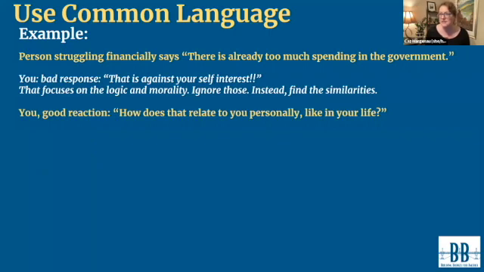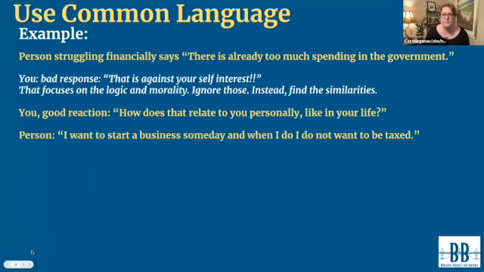So right now there's already too much spending in the government. You know nothing about that person. There's nothing personal there. You have no idea what drives them. So let's find out. Let's ask them. If somebody says something where it is a policy stance or something like that, get it personal. Ask them to make it personal. So say, hey, how does that relate to you personally, like in your life? Give me an example. Right? So get them to dig down a little bit.